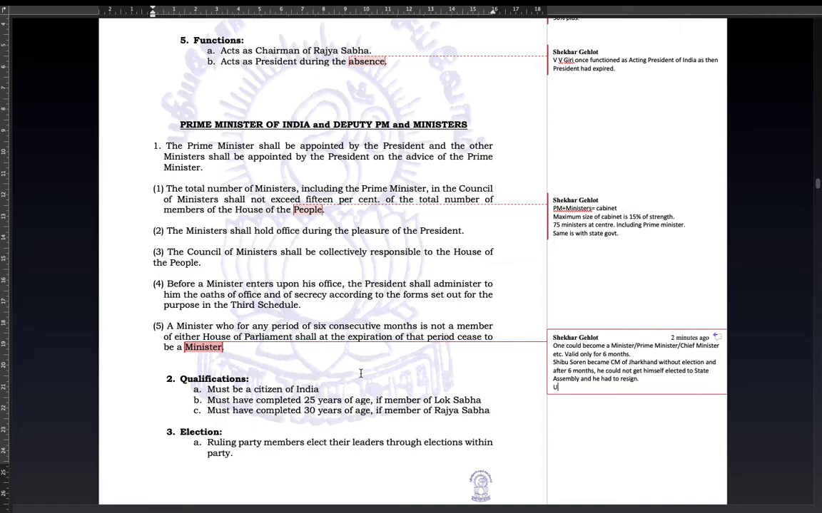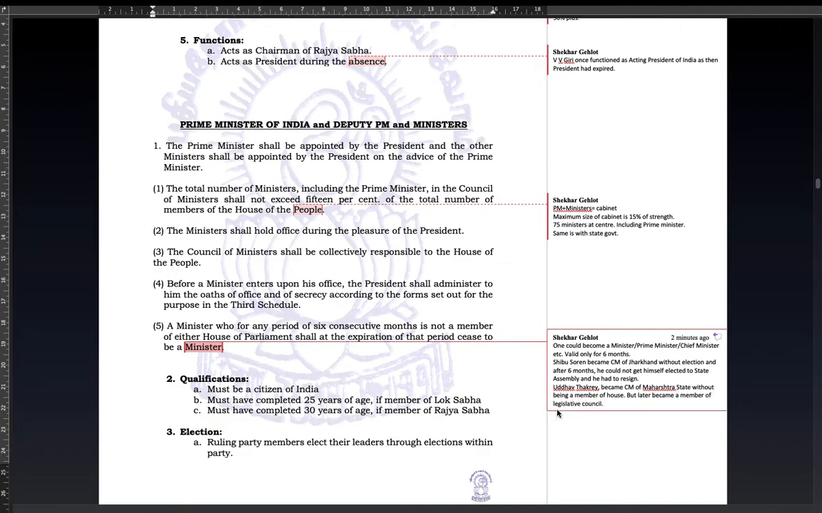Similar is the case with Uddhav Thackeray, who recently became CM of Maharashtra without being a member of the House, but later became a member of the Legislative Council.